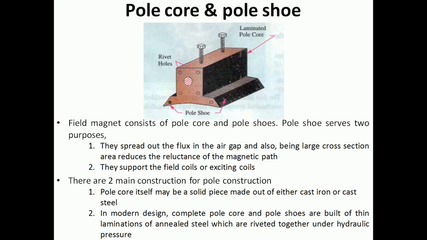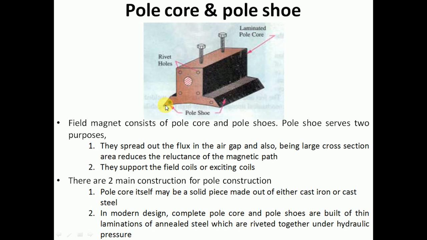In laminated structure, this whole assembly, that is pole core and pole shoe assembly, is made up of several thin laminations. You will be able to see here several thin laminations of annealed steel which are stamped together using the hydraulic pressure and riveted using pins through these rivet holes. That is, numerous sheet-like structures will be pressed together using the hydraulic pressure and they are joined by using the pins through these holes. So this is how the pole core and pole shoe assembly is made.